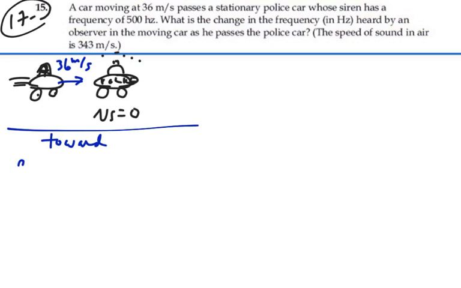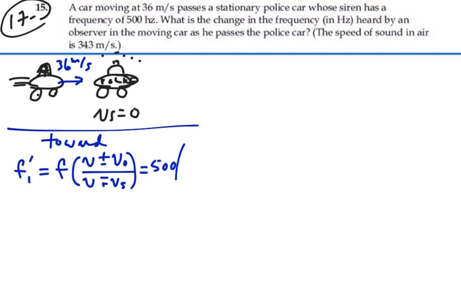what do we have? Well, let's call this our observed frequency number 1 is equal to the actual frequency of the source, velocity of sound plus or minus the velocity of the observer, over the velocity of sound minus or plus the velocity of the source. In this case, that's going to be 500 hertz, velocity of sound 343. We are moving toward, so we're going to use the top plus sign in this. And the velocity of the observer is 36 meters per second over 343 minus or plus 0.